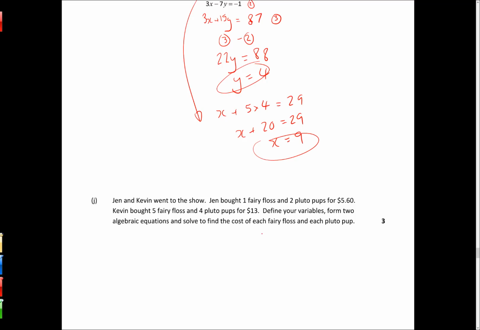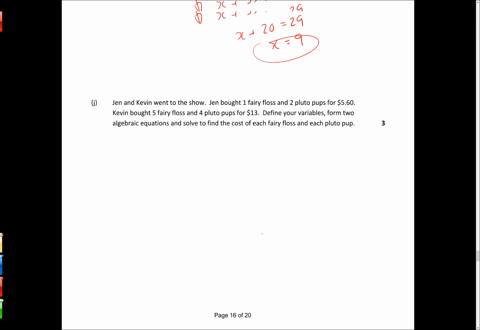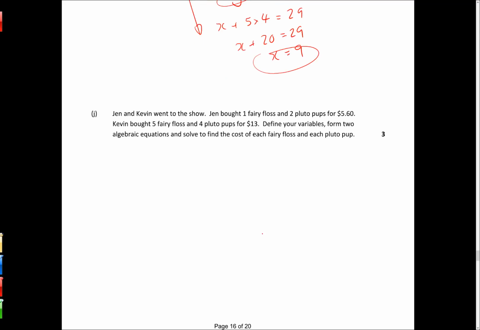Another simultaneous equation. Must be predictable stuff. Jen and Kevin went to the show. Jen bought 1 fairy floss and 2 Pluto pups for $5.60. So clearly, I'm just skim reading here, I can see we're talking about the price of fairy floss and the price of Pluto pups. F can equal the cost of fairy floss.